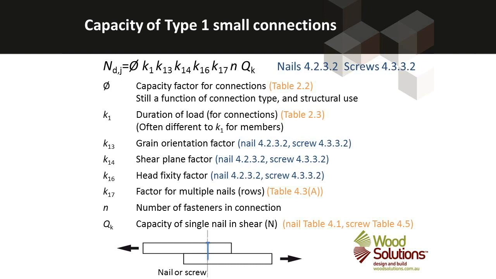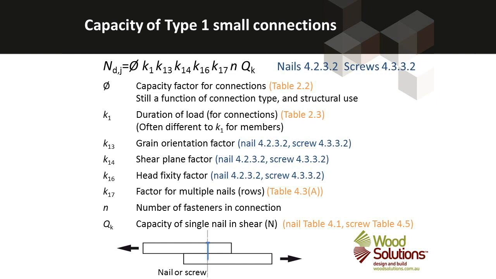So type 1 capacity of small connections. This slide details the capacity of a type 1 nail or screw connection. And you can see again the phi factor and the K1 factor. Please note though that unlike members, we draw the K1 and the phi factors from a slightly different part of the standard. There's a different table for the capacity factors for connections and a different column in the K1 table for connections. Their values are a little bit different to the member capacity factor and K1 factor.